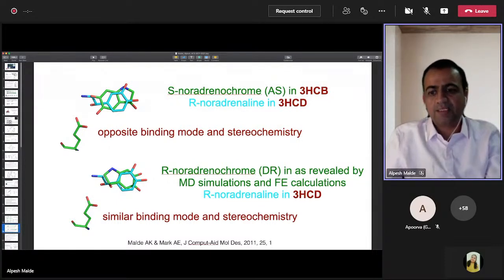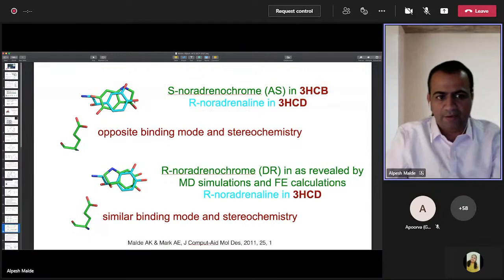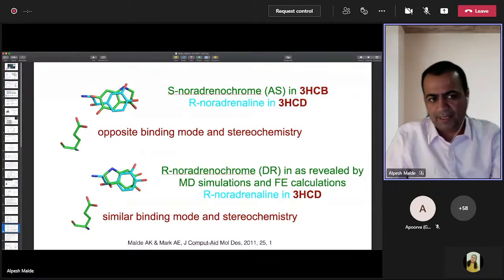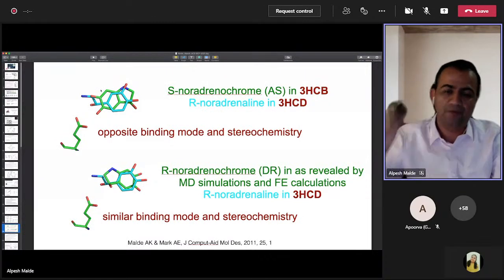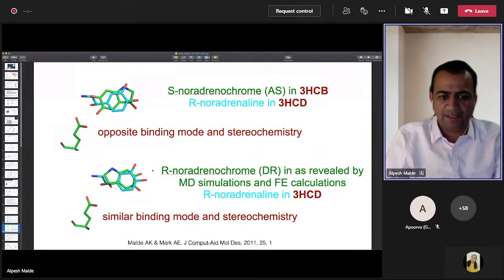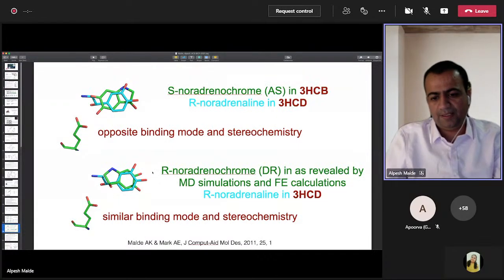So this is another example showing that what was originally published and what was actually stable in the binding pocket were exactly opposite. And any drug design effort using this structure would most likely have led to failure. But now we understand this is how it's supposed to bind in the binding pocket.